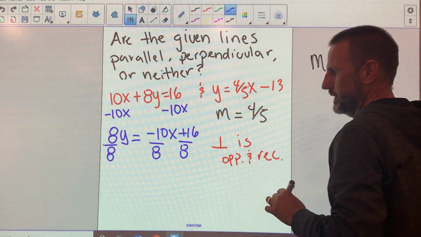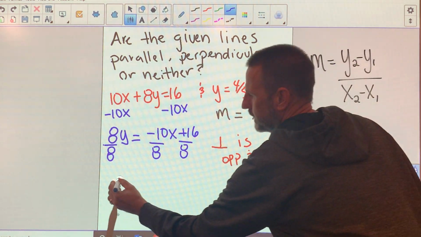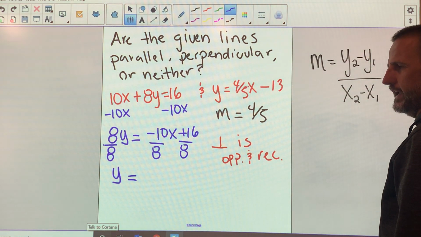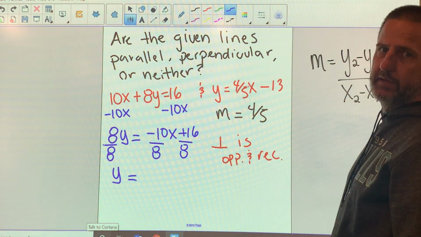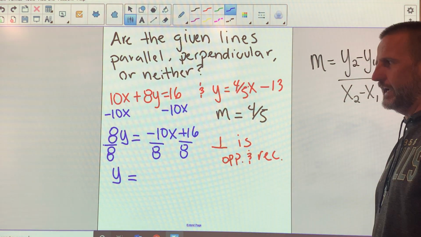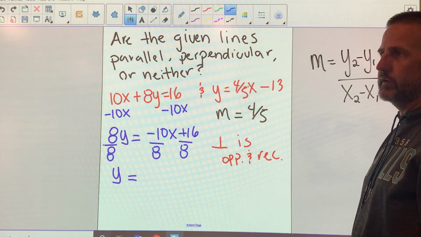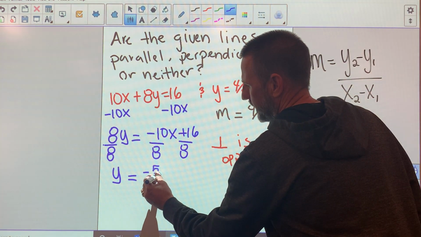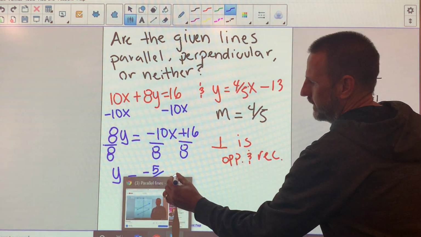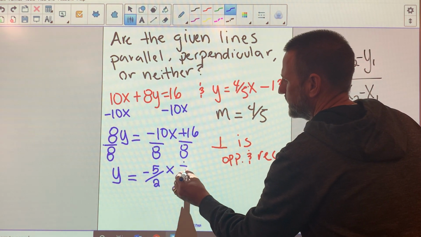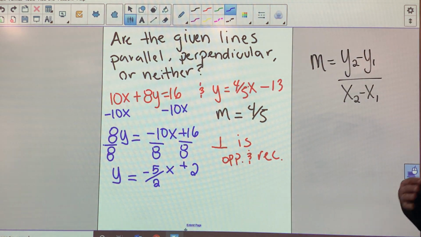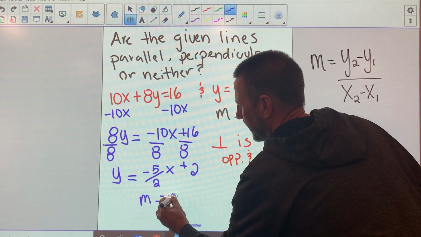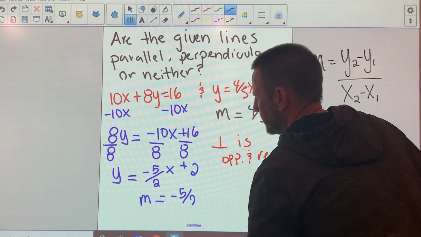I have no idea what's going on with this whiteboard, but it's going so slow. So y equals, all right, I got -10x. I can do better than that. I can reduce that. What's 10/8? I know 10 doesn't divide by 8, but I could at least divide both numbers by 2 and get that down to -5 halves x plus 2. And remember, the only thing I really need here is that slope, and I get -5 halves.